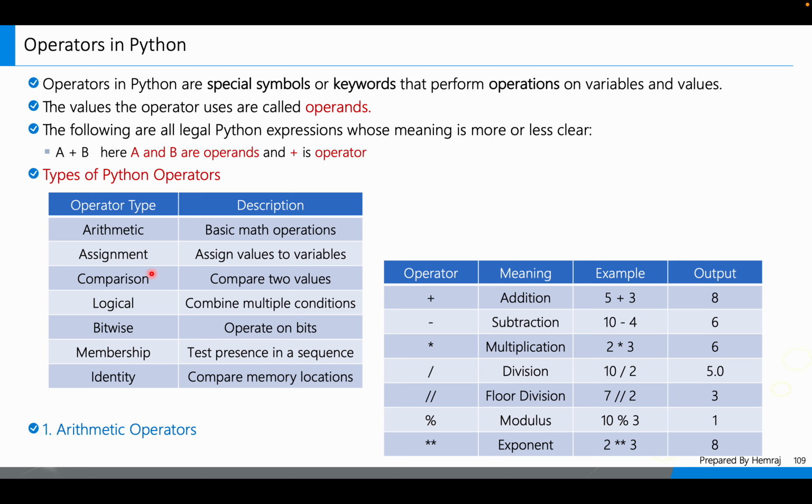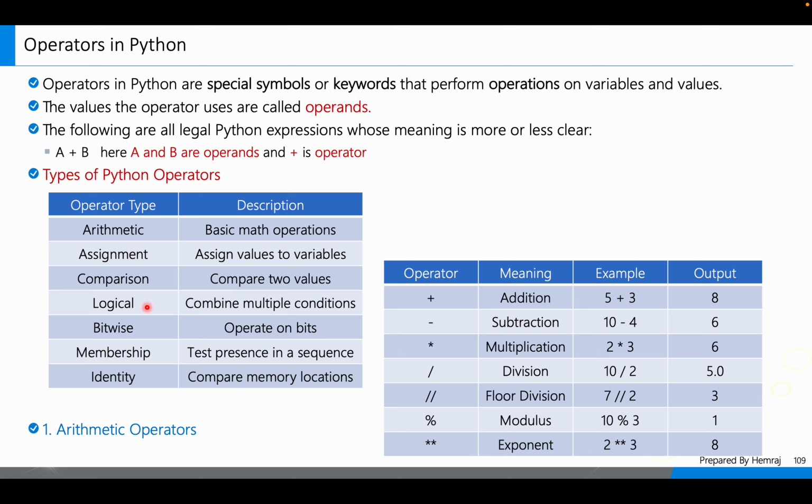Assignment operator is used to assign a value to a variable. Comparison operators are used to compare two values. Logical operators are used to combine multiple conditions, and bitwise operators are used to operate on bits. Membership operator is used to test presence in a sequence, right? And identity is used to compare the memory location of two identities, right?